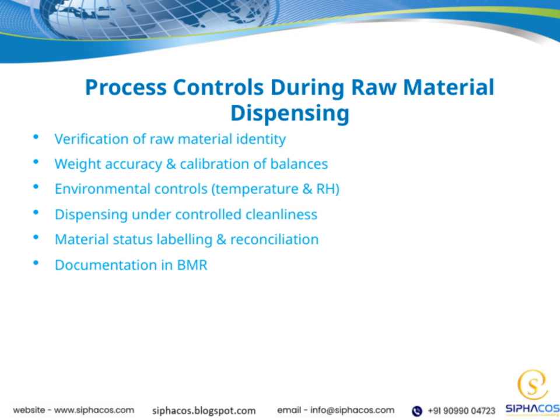Material status labeling and reconciliation are also key. Clear labels help avoid mix-ups, and reconciling materials ensures everything is accounted for properly. All of this information must be documented thoroughly in the Batch Manufacturing Record, or BMR, to maintain traceability and compliance. These process controls during raw material dispensing are vital for ensuring quality, consistency, and regulatory adherence throughout manufacturing. They form the backbone of a robust quality system and help us deliver safe, effective products to our customers.